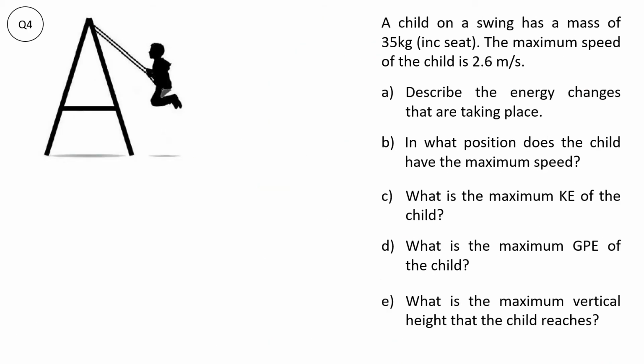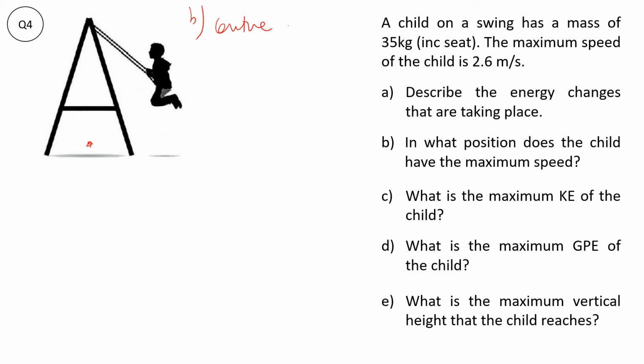Okay, child on a swing. Describe the energy changes. Well, we had done that already in an earlier question. B, where does the child have maximum speed? Well, in the middle here in the center. That's where they've got maximum KE.